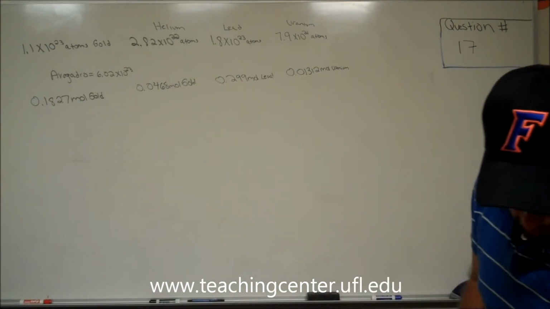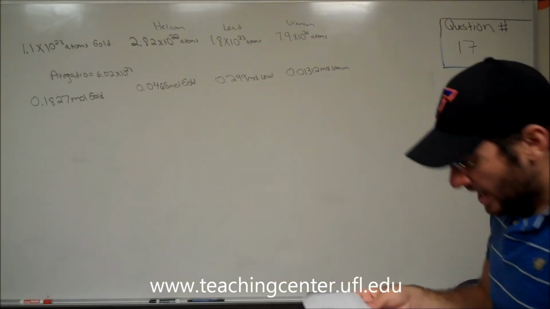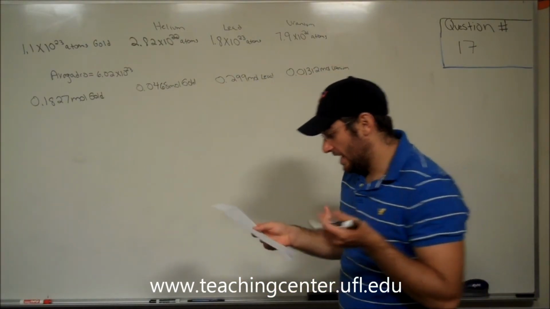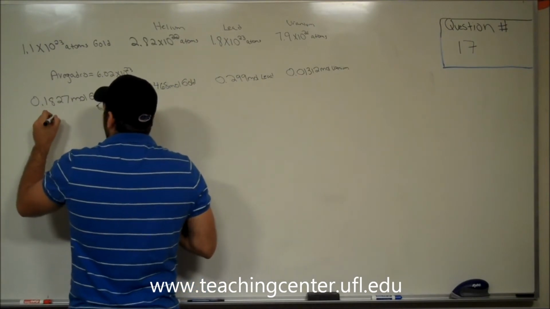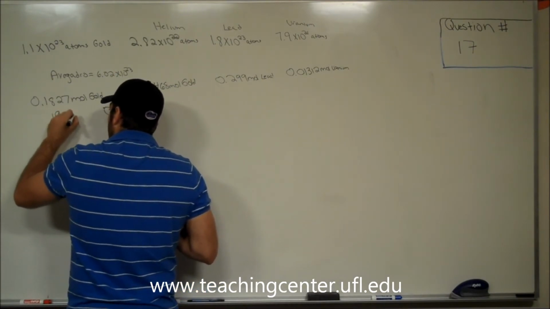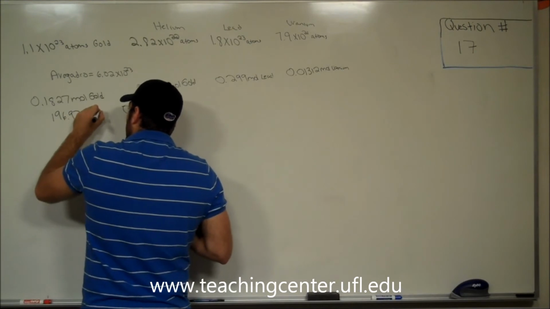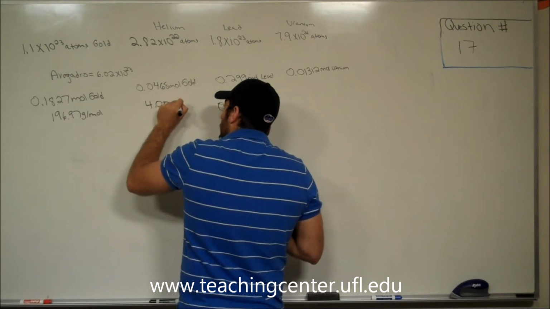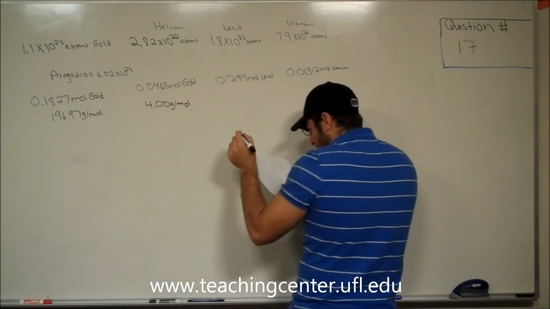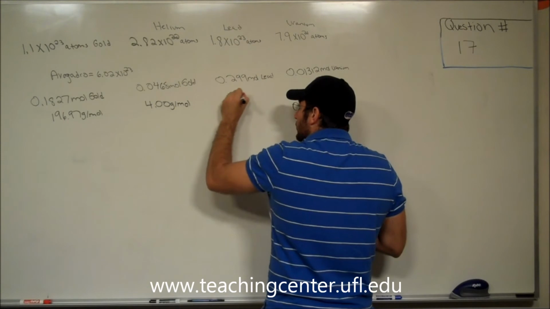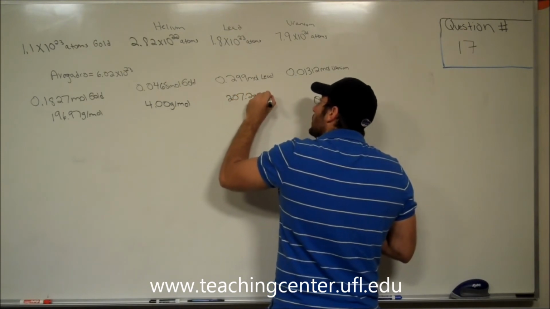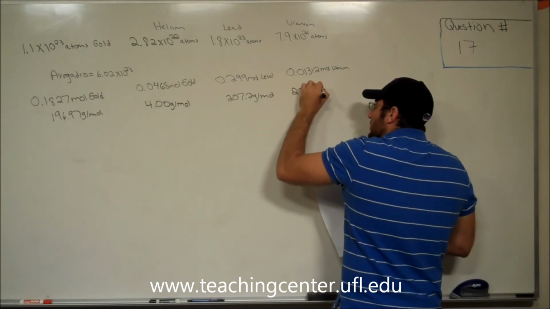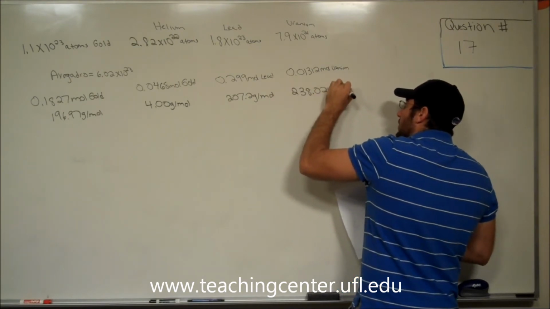So what I did is I went to my periodic table and wrote down all of the atomic masses for gold, helium, lead, and uranium. For gold, it's 196.97 grams per mole, 4.00 grams per mole for helium, 207.2 grams per mole for lead, and 238.02 grams per mole for uranium.